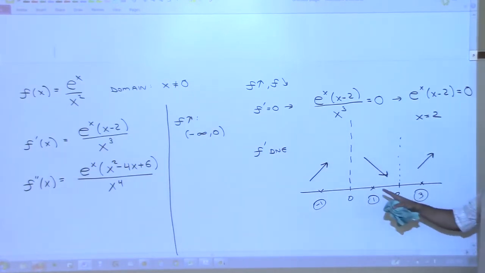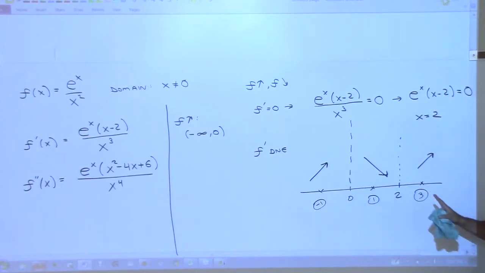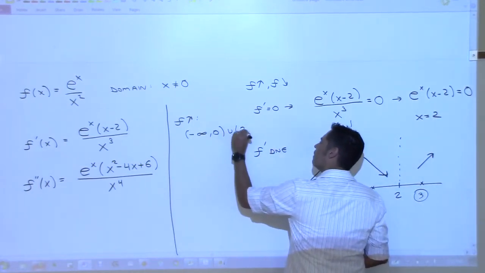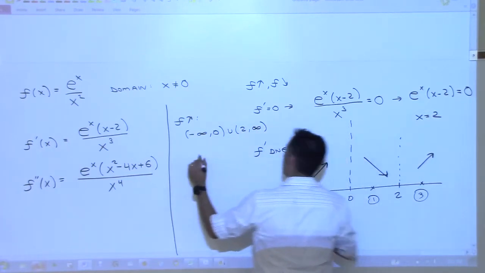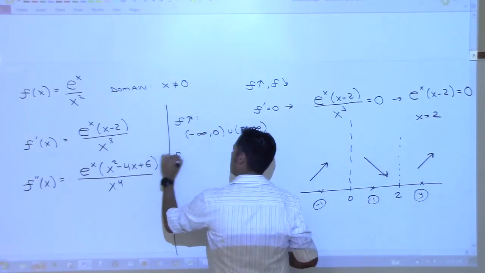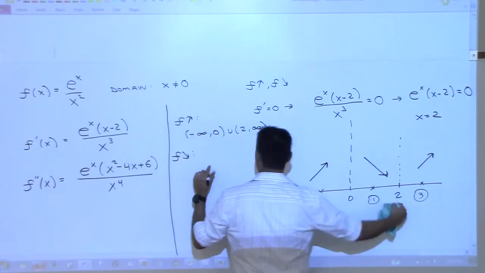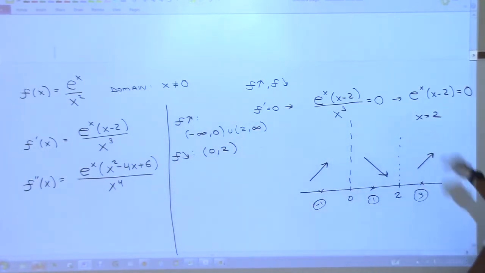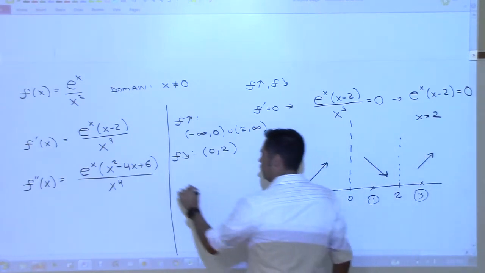All right, so now that's where it's going up. Anywhere else? 2 to infinity? And then where is it going down? From 0 to 2. All right, so that's all good, right? Where it's going up, where it's going down. Now, any local maximums?